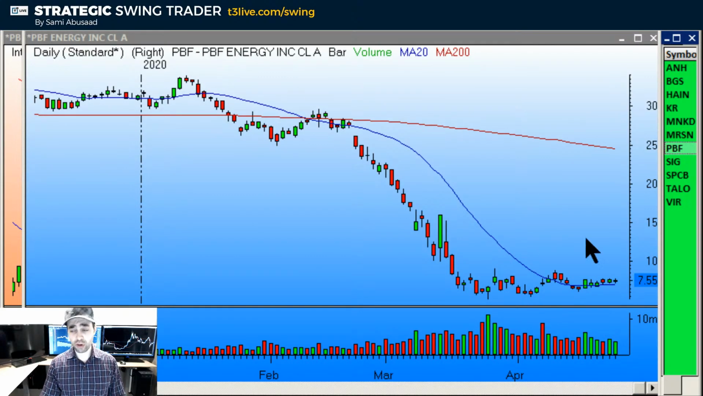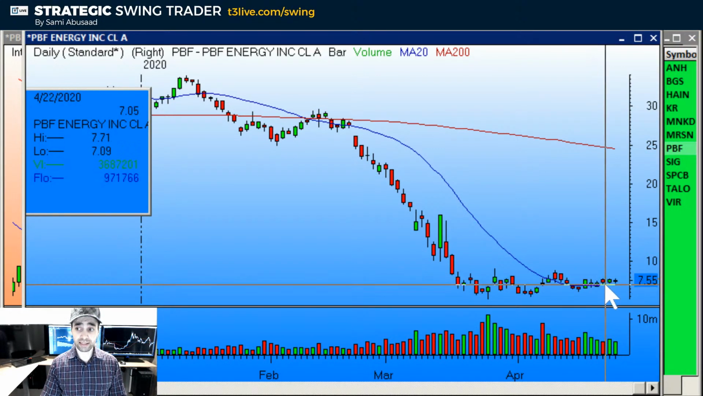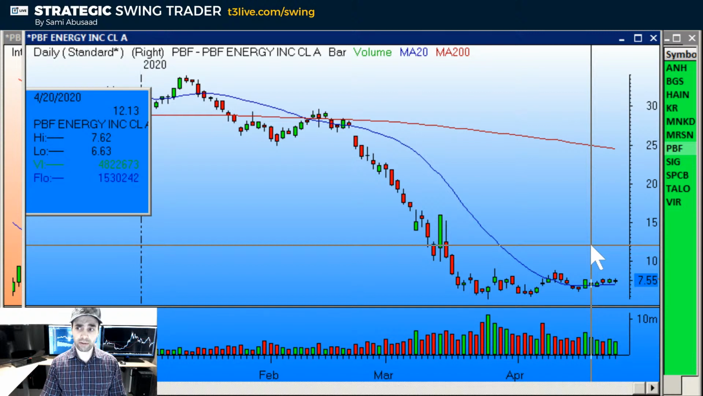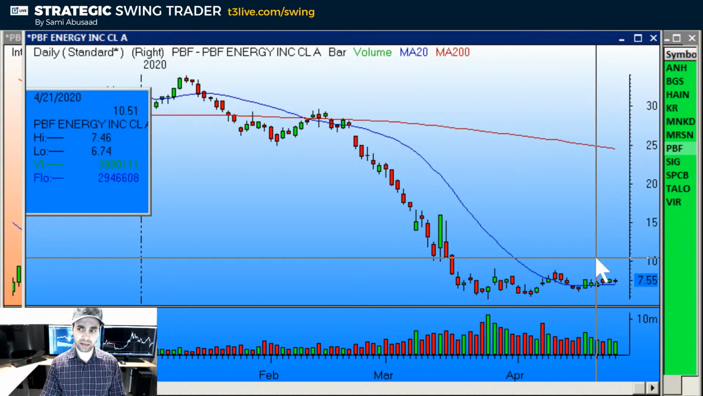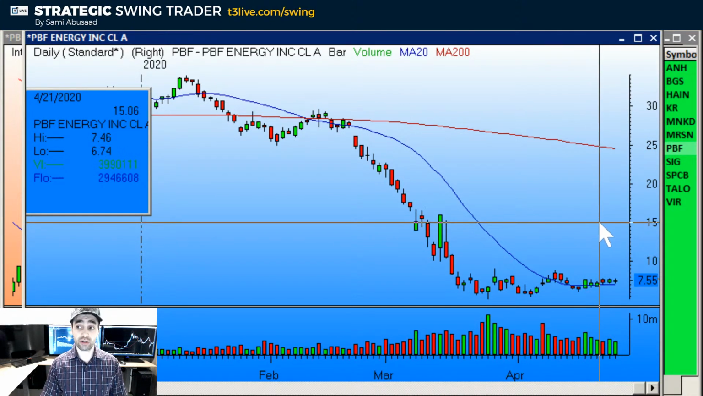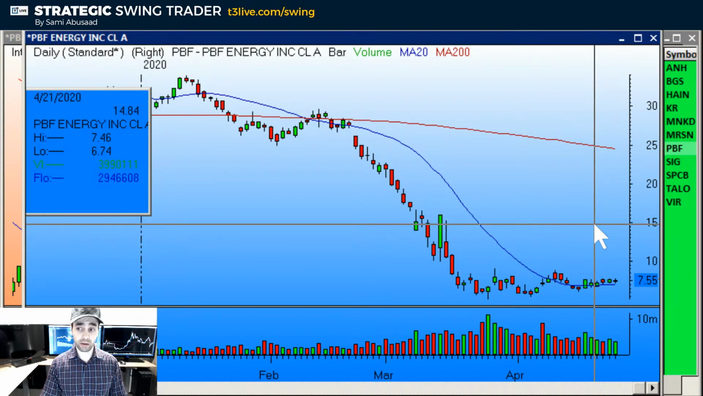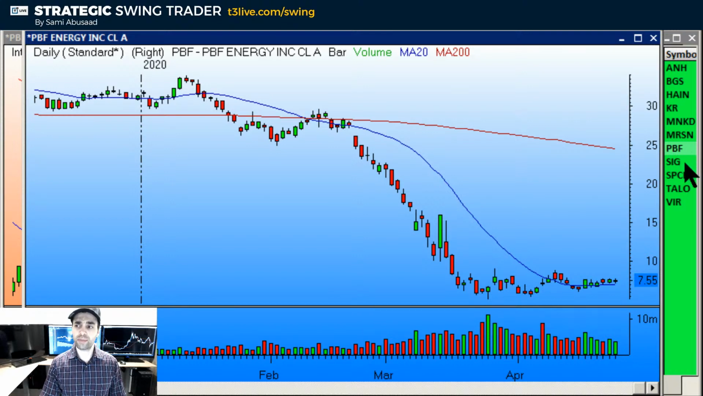It's one of the few oil stocks that's holding up pretty well. So I like it over the base, stop under it, and target, I would say, about minimum $10. Minimum. But if USO starts taking off, this probably goes to 15. That's 100% gain. It would be. So on PBF, I like it.